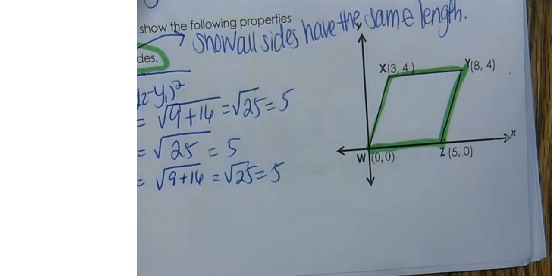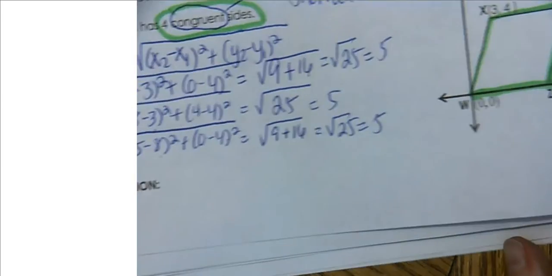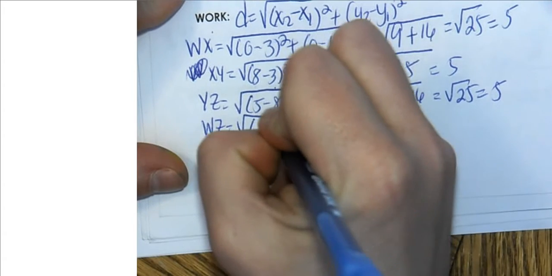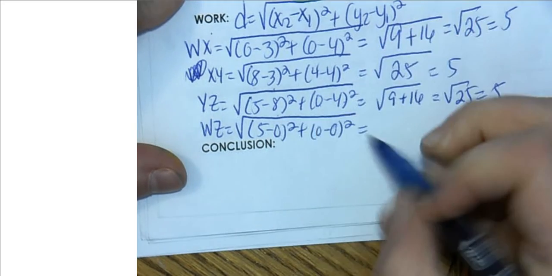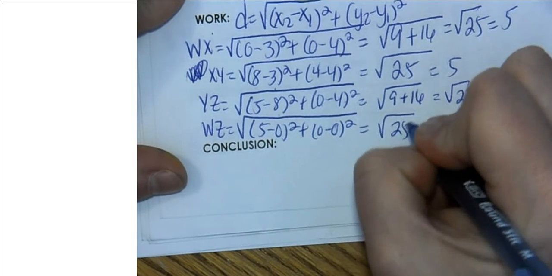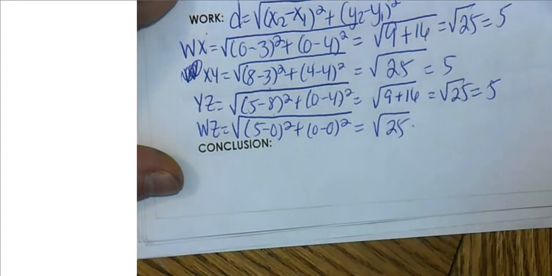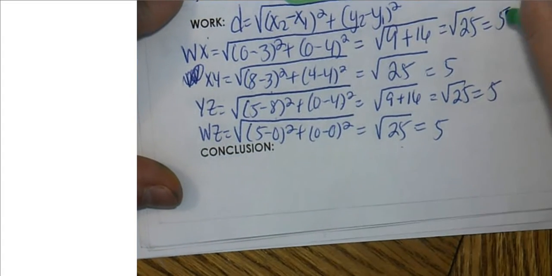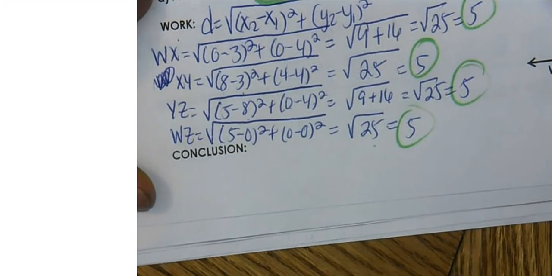So let's go ahead and find the length of WZ. I'm going to write 5 minus 0 squared plus 0 minus 0 squared. 5 minus 0 is 5. 5 squared is 25. 0 minus 0 is 0. I don't need to write that under there because I know it's just going to give me a 25, and I know that the square root of 25 is 5. All of these lengths ended up being the same exact number. It ended up being 5.